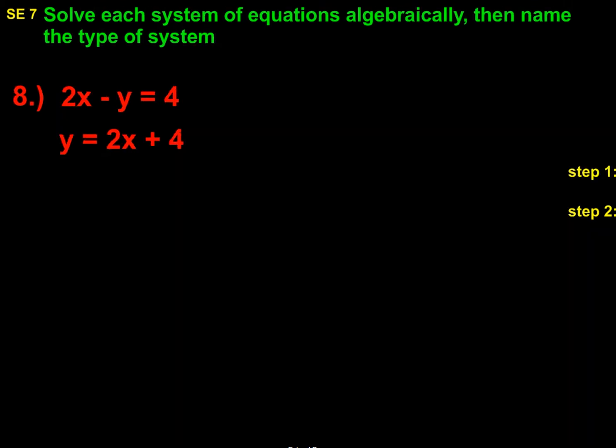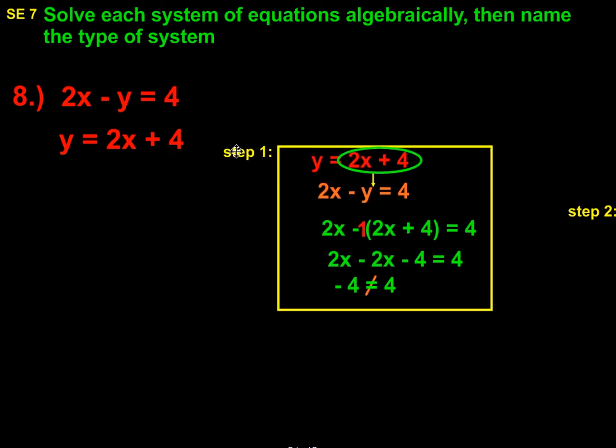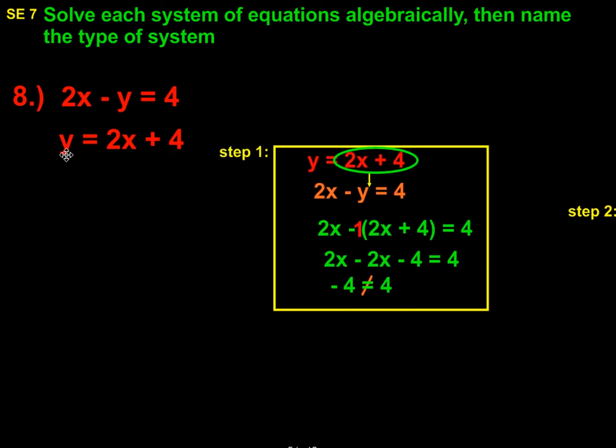Now let's take a look at question number 8. For question number 8, we have 2x minus y equals 4, and y equals 2x plus 4. In this case, we're being told what y equals, and for solving it algebraically, we can substitute what y equals back into the original problem. So instead of 2x minus y equals 4, we can rewrite it as 2x minus, and then where the y would have been, we put in the 2x plus 4 equals 4.